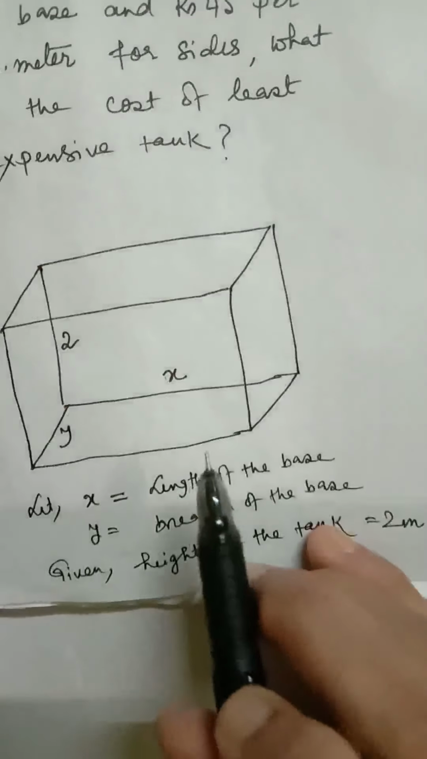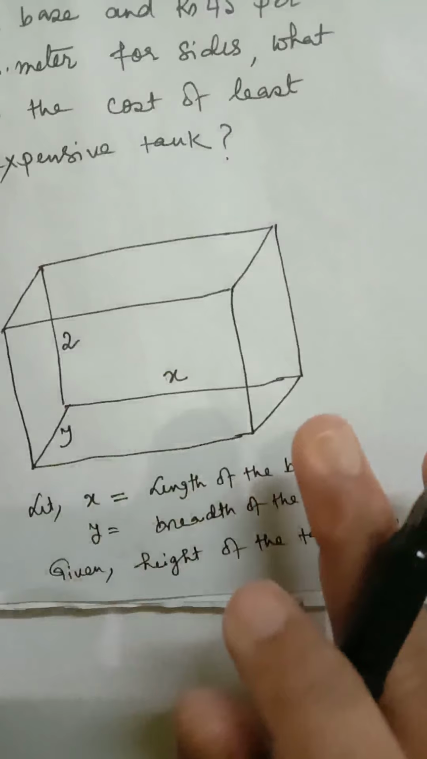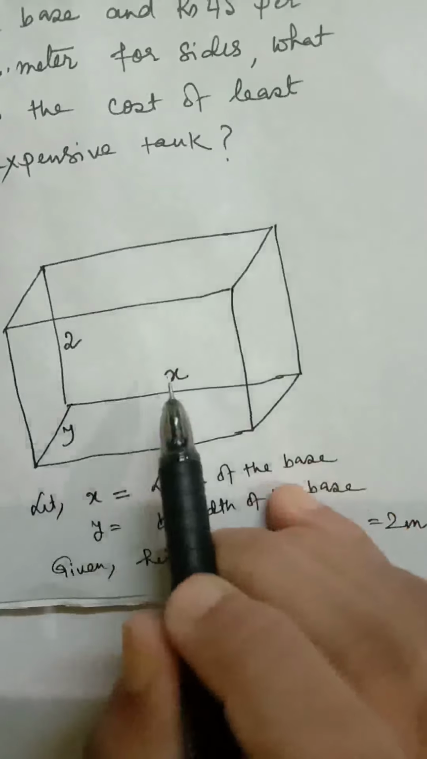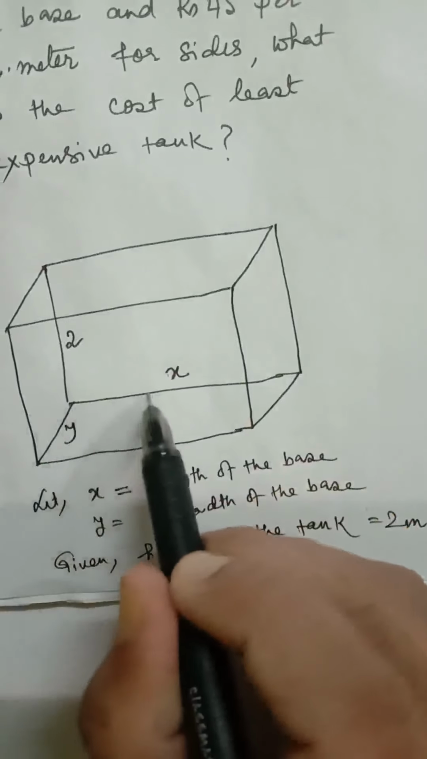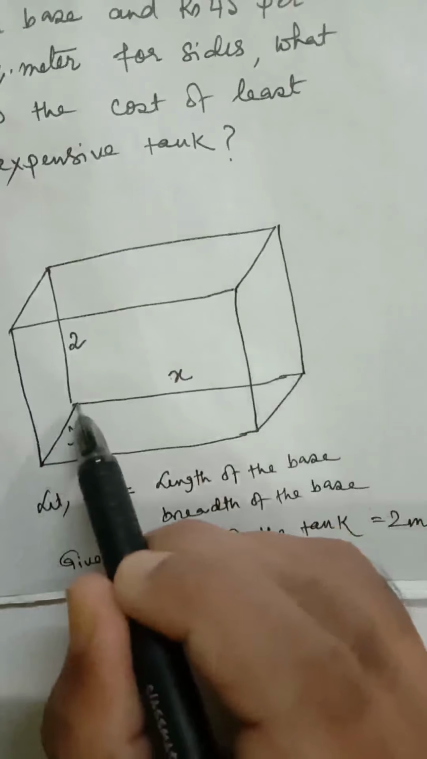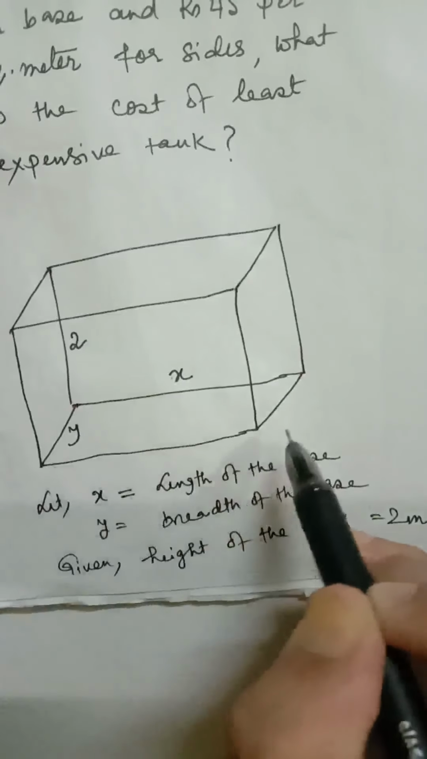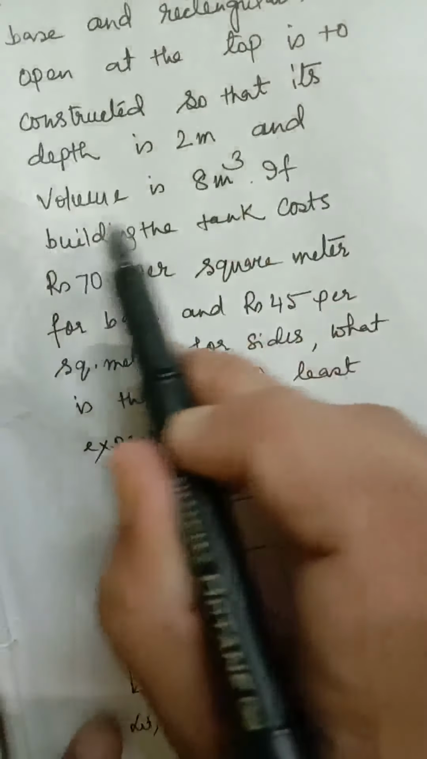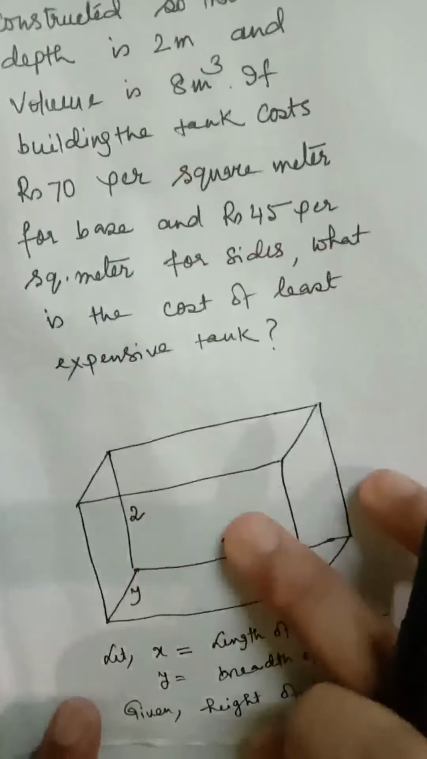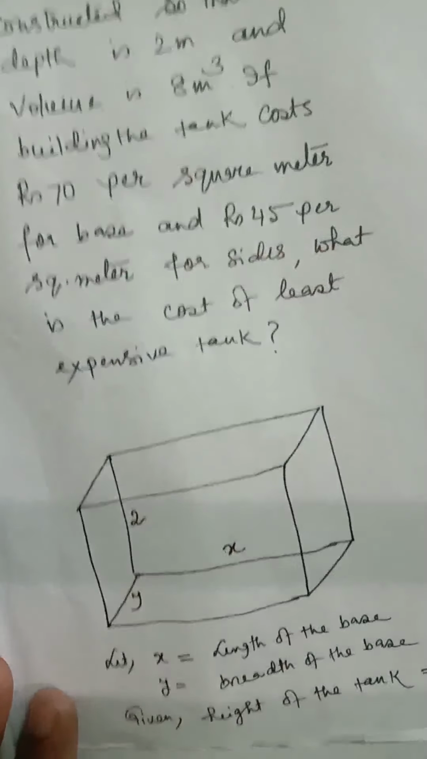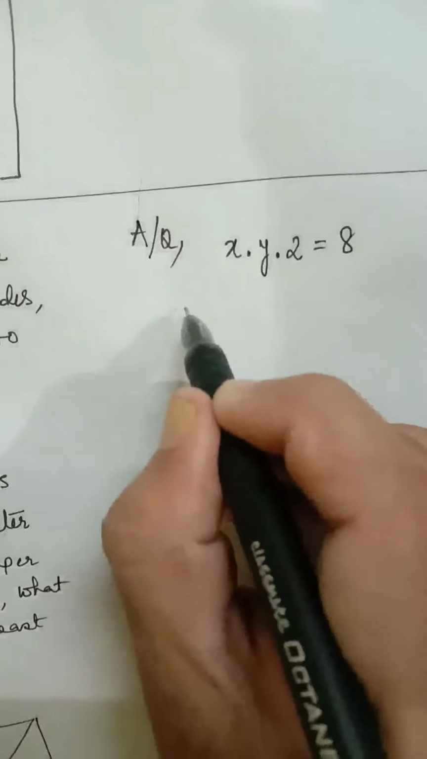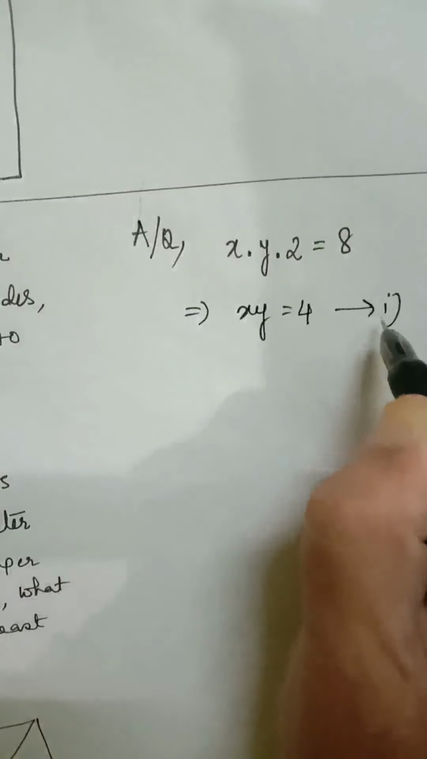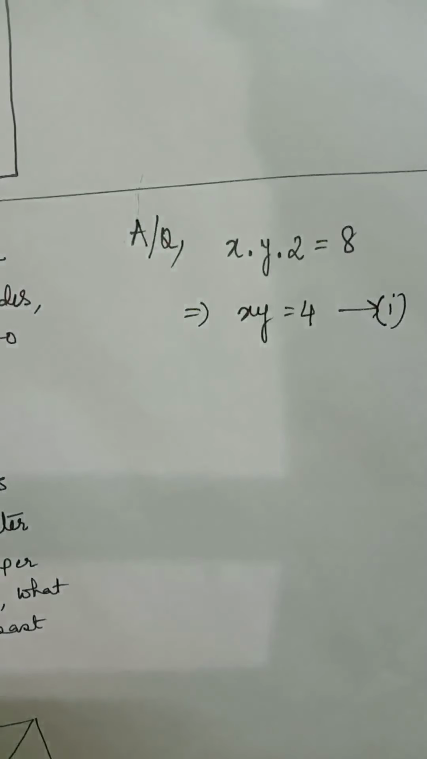So this is the tank which is to be constructed. Given the height of the tank is 2 meter, and we have assumed x be the length of the base of the tank and y be the breadth of the base of the tank. Also given that the volume of the tank is 8 meter cube, that is length into breadth into height equal to 8. So x into y into 2 equal to 8, and from this relation you can say x into y equal to 4.